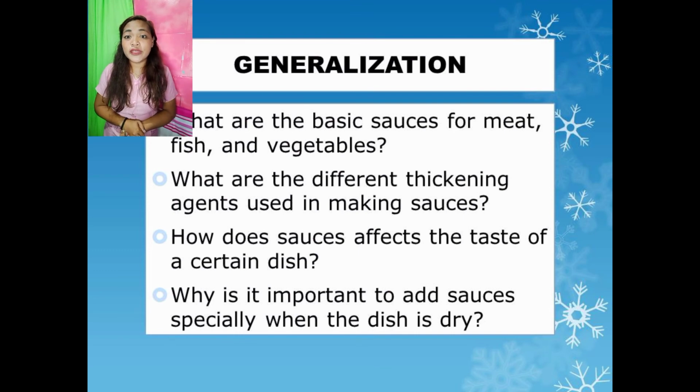So, to sum it all up, we have now the generalization. What are the basic sauces for meat, fish, and vegetables? What are the different thickening agents used in making sauces? How do sauces affect the taste of a certain dish? And why is it important to add sauces, especially when the dish is dry?